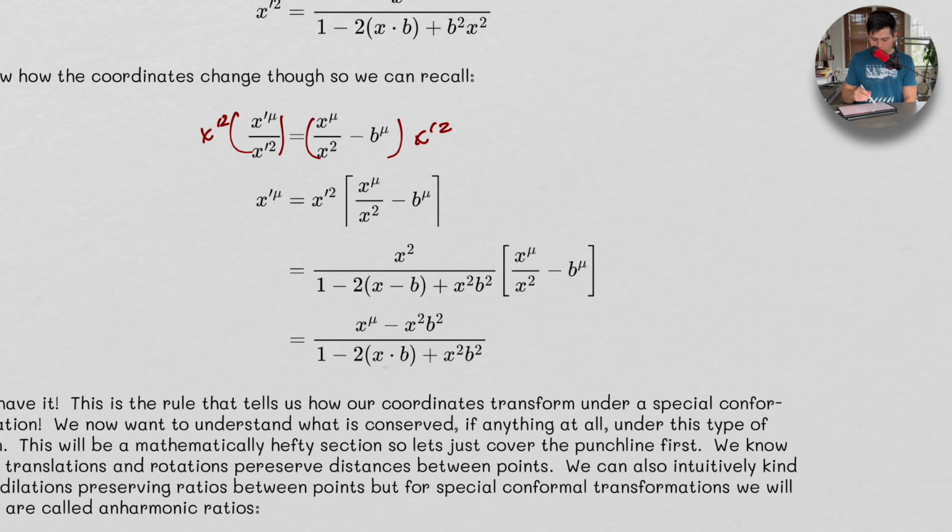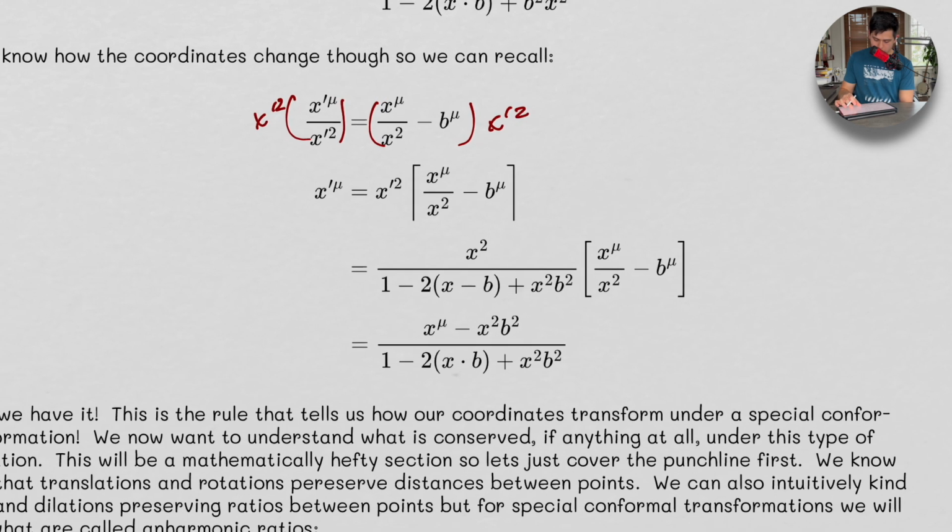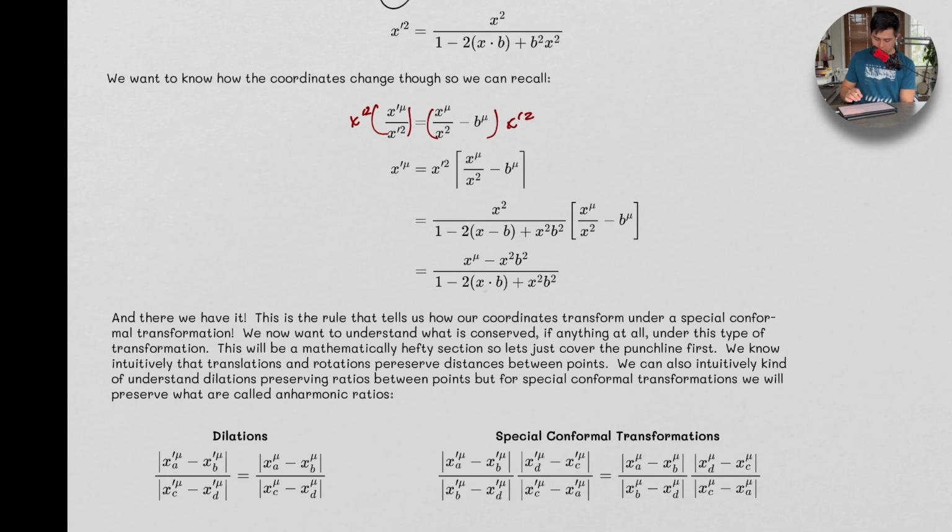and then so we get this. X prime squared, we said, was all this, which is all right here. Okay, and then we multiply this out, right, and we get this right here. Okay, and so, right, because this times this is just that's going to cancel. So we have this here, and then our b times x squared right there, right? So, and there we have it. This is the rule that tells us how our coordinates transform under a special conformal transformation, right?